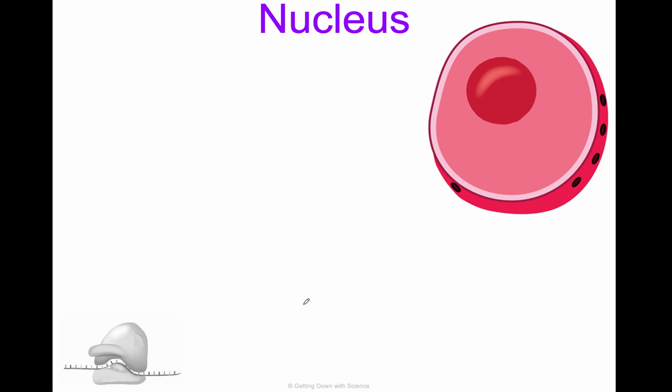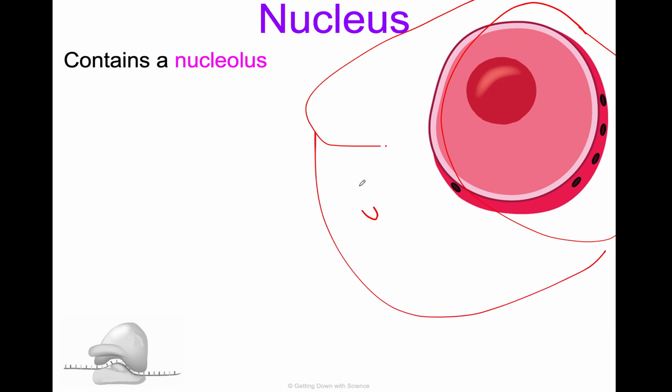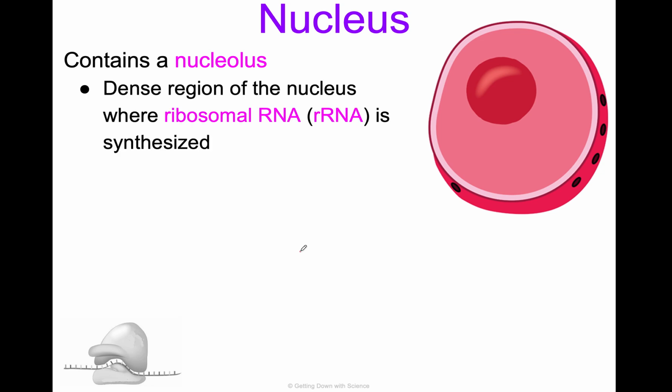All right, nucleus. It contains a nucleolus, right? So this whole thing is your nucleus. If you can imagine, there's an even larger cell around it with other things going on out here. And this is your nucleus. Inside the nucleus is your nucleolus, a really dense kind of circle that you'll see under a microscope.